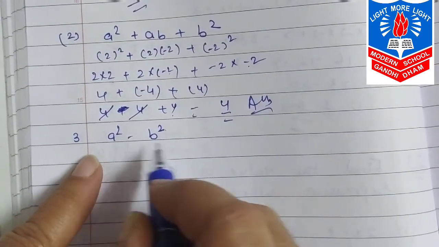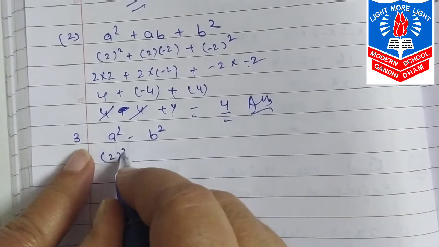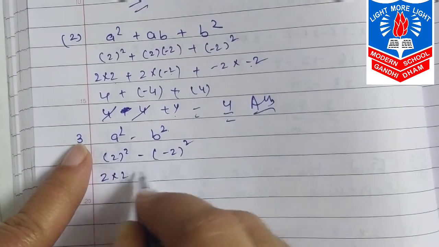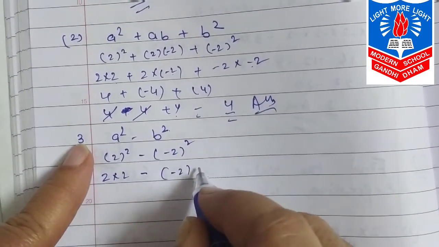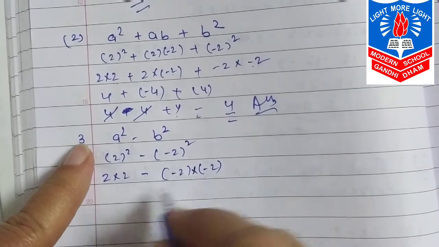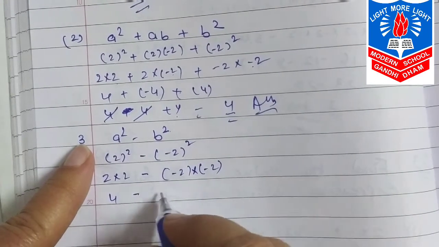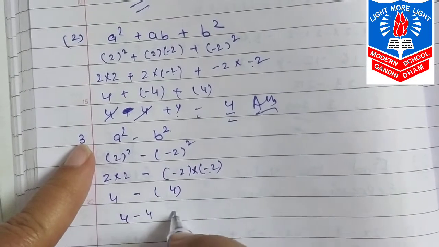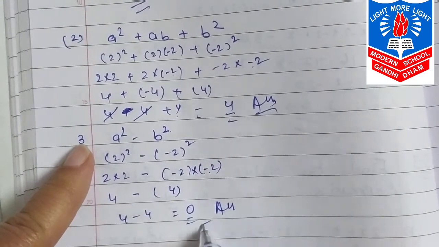Then third one is a square minus b square. 2 square minus 2 square. So 2 into 2 and here minus 2 into minus 2. So 2 2s are 4 and minus here minus minus plus. So 4 minus 4 is equal to 0. That is our answer.